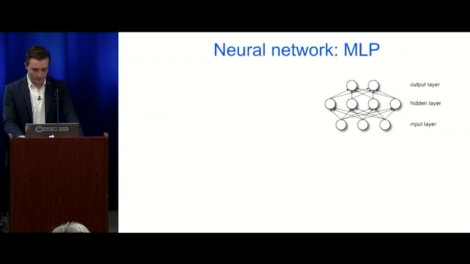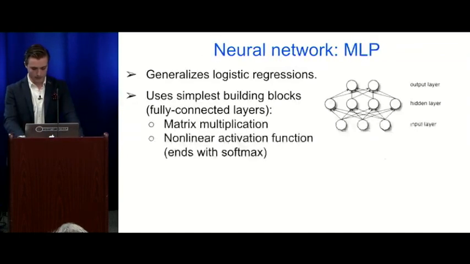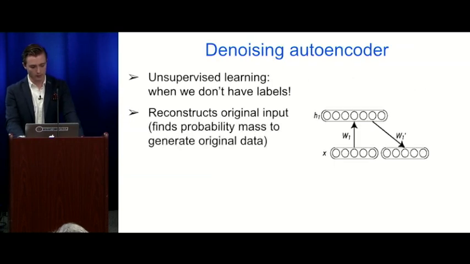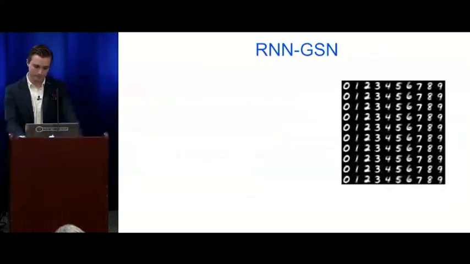Our first model was the MLP. It's the most simple, normal feed-forward model. You have an input, a hidden representation, and an output. All it's doing is generalizing that logistic regression and uses that dense or fully connected layer. And then we're just having a softmax at the end, so we have probability. A denoising autoencoder is an unsupervised one, where we're just reconstructing an original input after transforming it to this hidden space. And similarly, it's using the same dense layer, or fully connected.